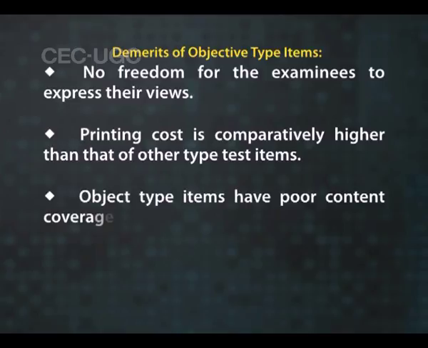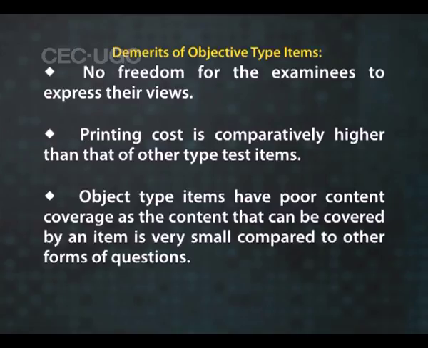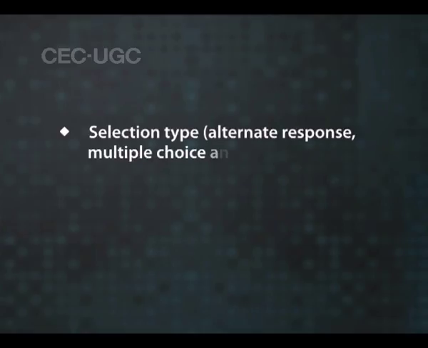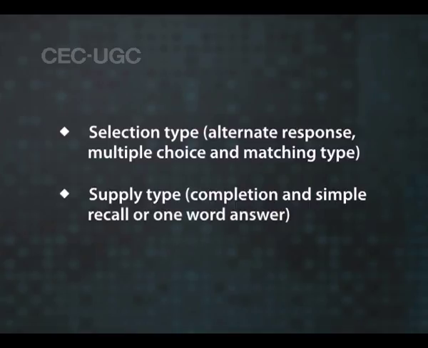Objective type items have poor content coverage, as the content that can be covered by an item is very small compared to other forms of questions. The objective type test items are again classified into two: selection type, that is alternate response, multiple choice and matching type, and supply type, that is completion and simple recall or one-word answer.